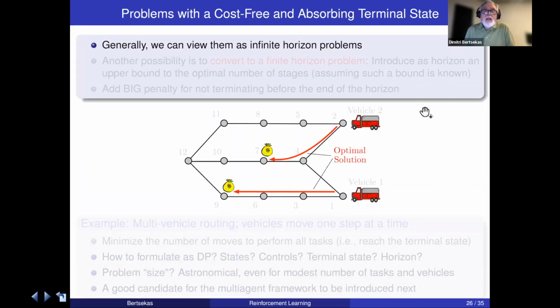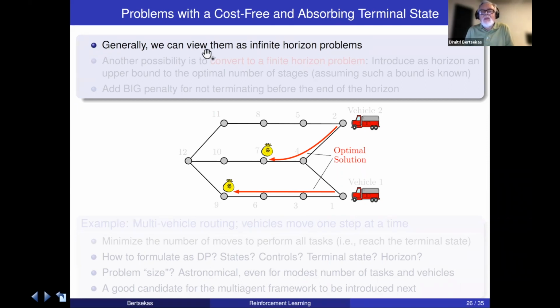There are many problems that have a natural terminal state, which is cost-free and absorbing, in the sense that once we get there, we can't move and we incur no cost. On the other hand, we don't know when we're going to reach the terminal state. Like, for example, in the game of chess, there's a terminal state when the game ends, but we don't know how long the game is going to take.